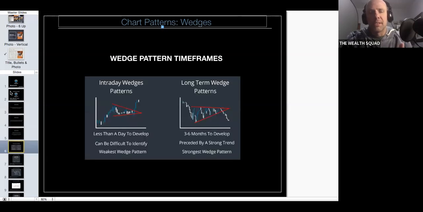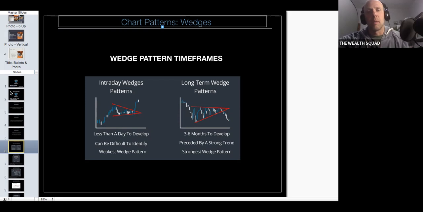So one thing to know with the wedge patterns on the time frames is that when you're looking at the intraday time frames, the day chart, the 15-minute, the 30, the 5, whatever, those always take less than a day to develop. So what does that mean? It means they're much more difficult to identify, and of the overall wedge patterns, the intradays are the weakest wedge patterns. But if you're looking at the long-term patterns, these take 3 to 6 months to develop. There's a lot of data involved.